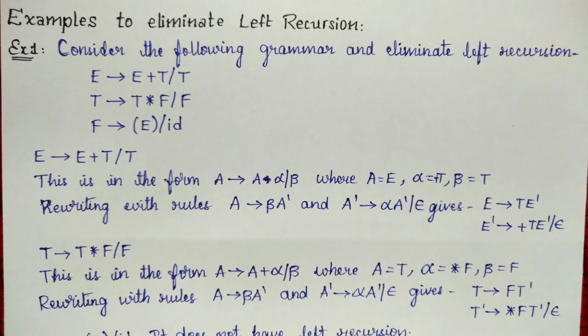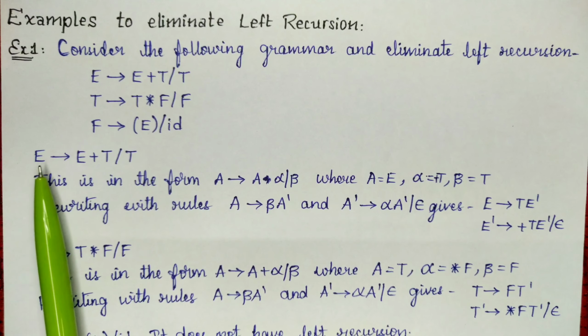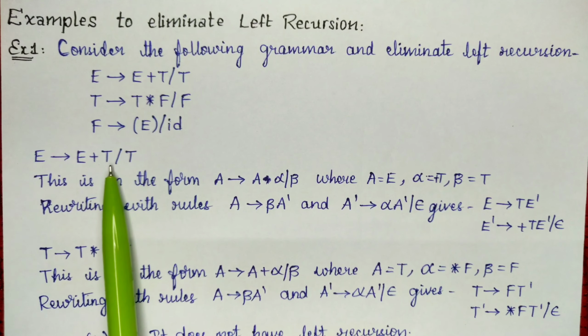We already had the grammar A implies A alpha or beta, and it is rewritten as A implies beta A prime and A prime implies alpha A prime or epsilon. This A prime can also be called as A dash. So let's take the first production. E produces E plus T or T.